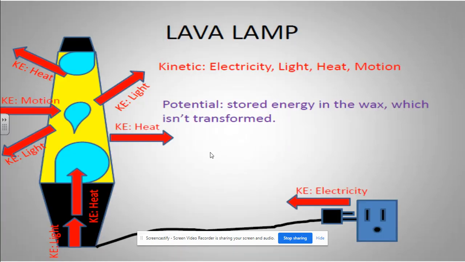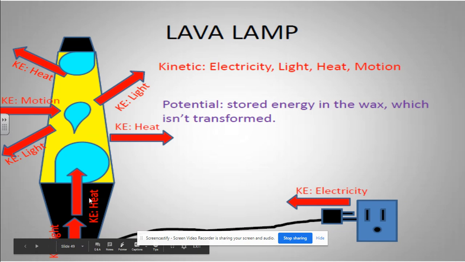Lava lamp is one example of energy transformations. We have kinetic energy with the light and heat at the bottom of a lava lamp. And then we have some of that energy be transformed into just heat, just light, and even some moving energy, all which is from the kinetic electrical energy that is fueling the lava lamp.